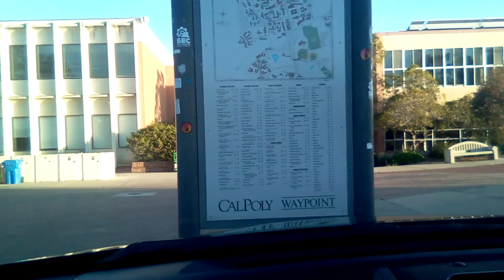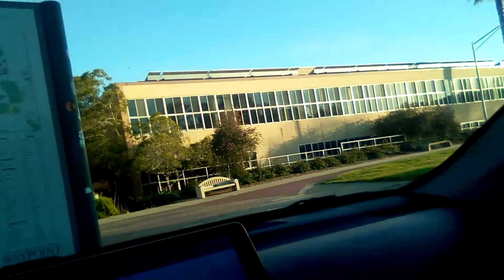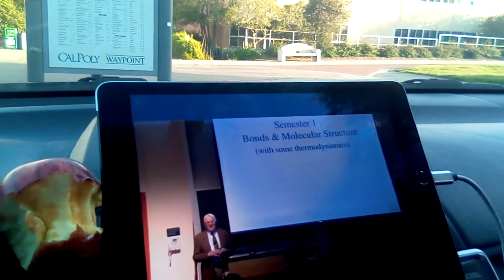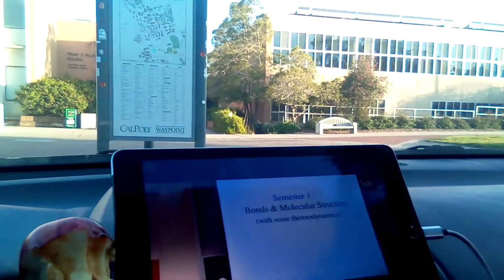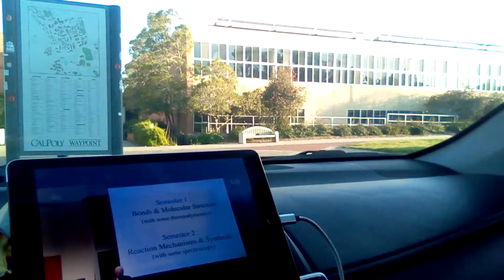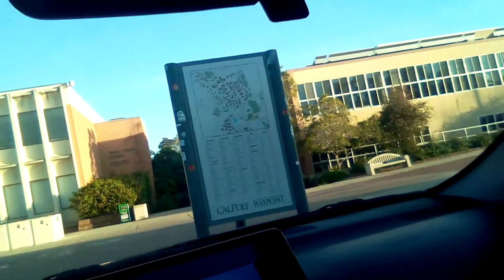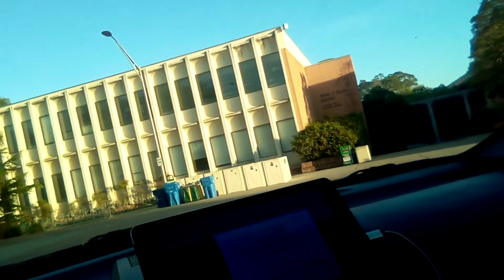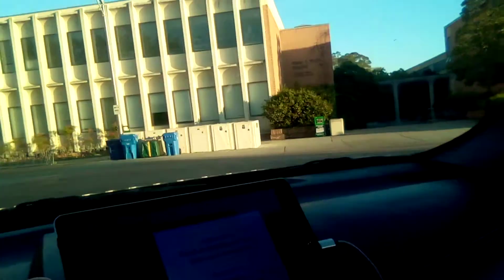We studied bonding and molecular structure. And then toward the end, we did some thermodynamics, which is what connects structure to energy, which is what determines what chemistry will happen. So this semester, we're going to talk about that chemistry, about reaction mechanisms, and about using these reactions to do synthesis. And we'll also do some spectroscopy around the middle of the semester.